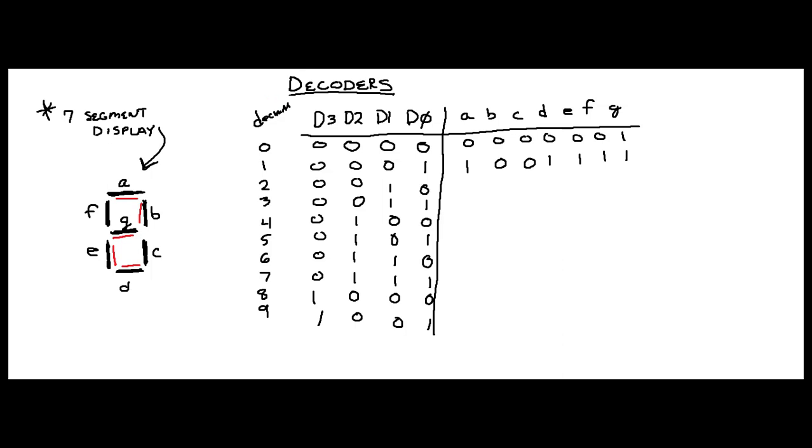So we'd have A be 0, right? B would be 0, wouldn't it? G would be a 0. D and E would be 0. And C would be a 1 because it would be off. And F would be a 1 because it would be off. There you go. There's 2.